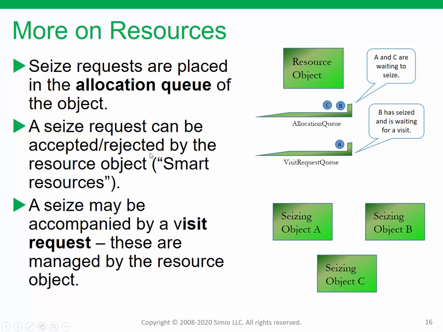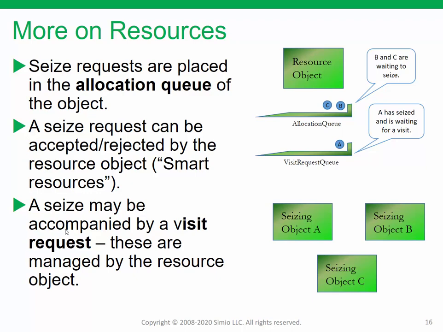An important concept also for Simio is that the seize request can be rejected by the resource object, so-called smart resources. So I might seize an object, a server, and the server looks and for whatever reason says, no, I'm going to reject that seize request because maybe it's waiting for something else, depending on the situation. But that ability to reject a seize request is a powerful feature of Simio.